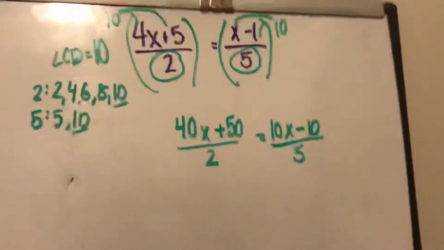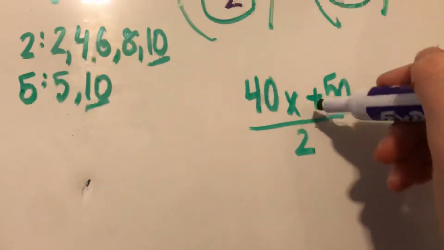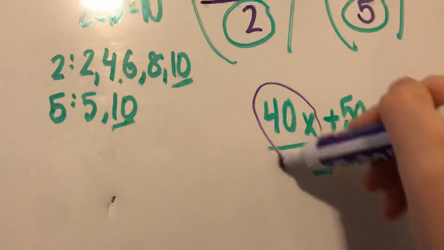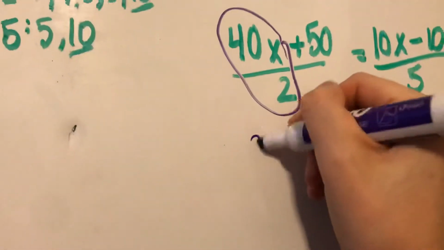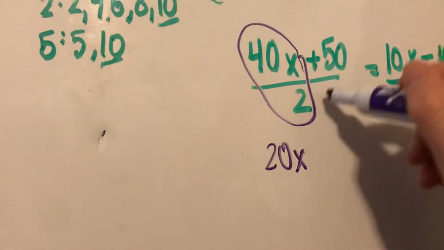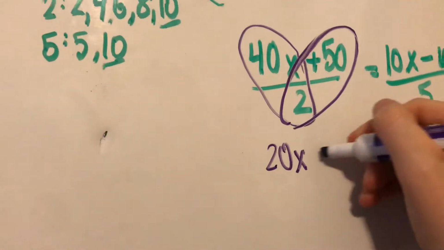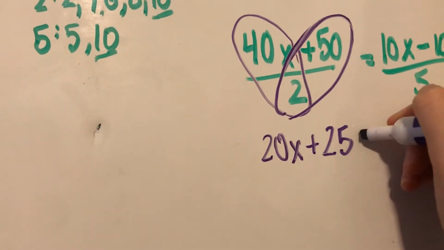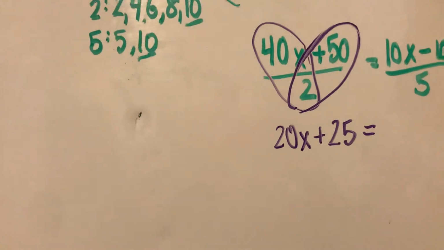This was when the nice, beautiful magic happened, because if I looked at this separately and I said to you, okay, what is 40x divided by 2? You're going to tell me that that's 20x. And if not, then you made a silly mistake. And then I'm going to look at 50 and I divide that by 2. Oh, that's going to give me 25. Okay. Bam. Just like that, your fraction is completely gone.